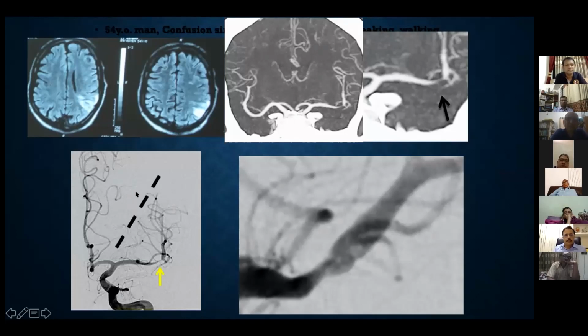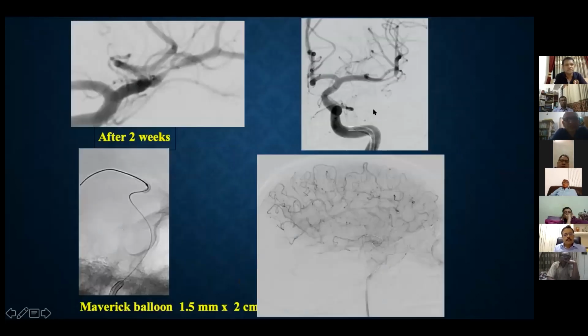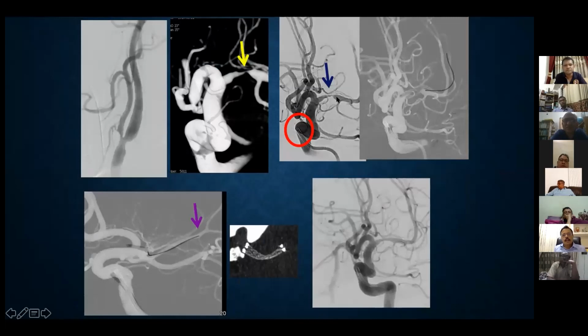Again, we did intervention. After the clots cleared up, we opened up the artery with improvement in perfusion. Another patient with severe MCA stenosis, DSA shows the true extent of it. Once you do angioplasty and stenting, what is important in this case is to look at the perfusion change.